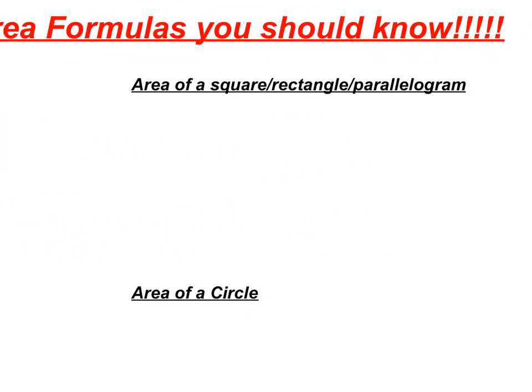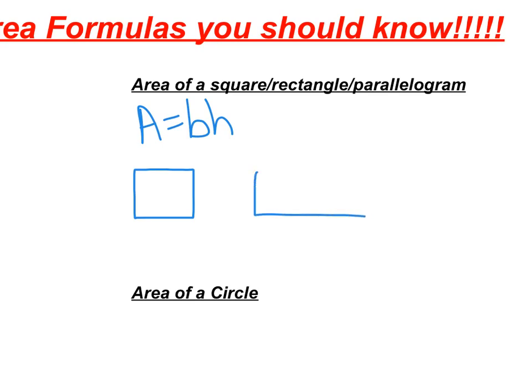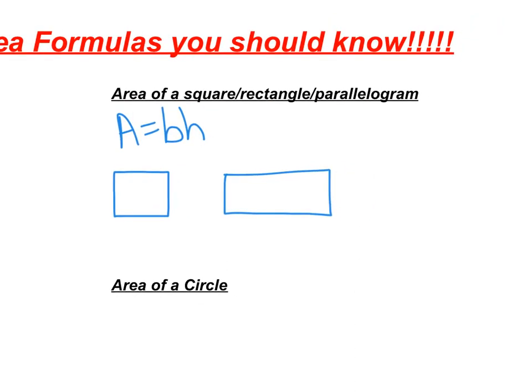A square, rectangle, parallelogram all have the same formula. That is the area equals base times height. And any of those shapes that we have, our base and our height are always perpendicular to each other. So let's say that's a square. Here we have a rectangle, and pretend like I actually can draw one. And then a parallelogram will look kind of like that. And again, the base and the height are always going to be perpendicular.